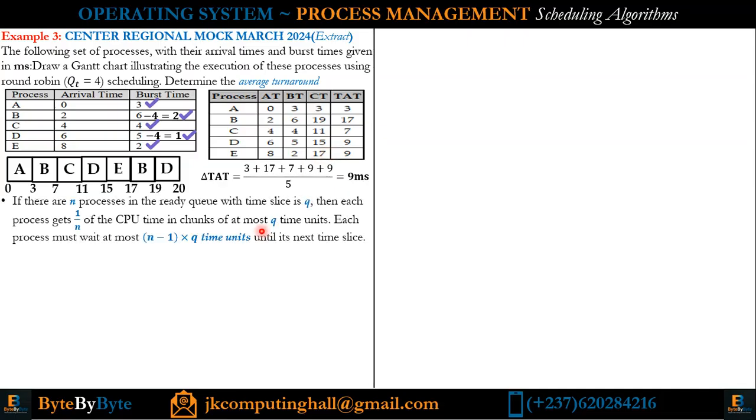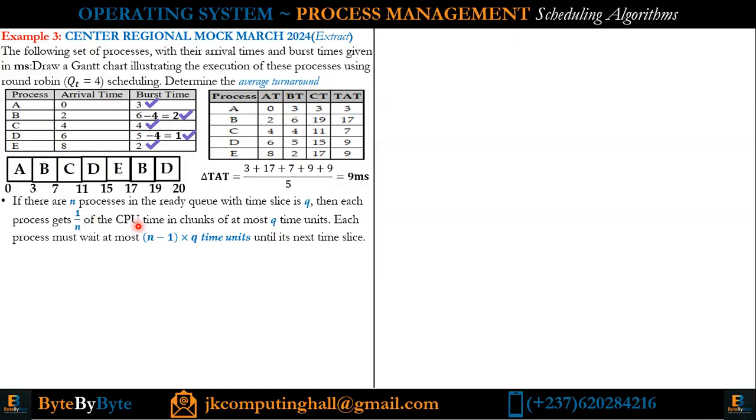Okay, these are some notes that you need to take under round robin. If there are n processes in the ready queue with the time slice q, take note that time slice and time quantum are the same. With time slice q, each process gets 1/n of the CPU time in chunks of at most q time units. Meaning that if I have 5 processes, then each process takes 1/5 of the CPU time in chunks of at most q time units. When you say at most, it means it can be less than or equal to q, but it can never exceed q.